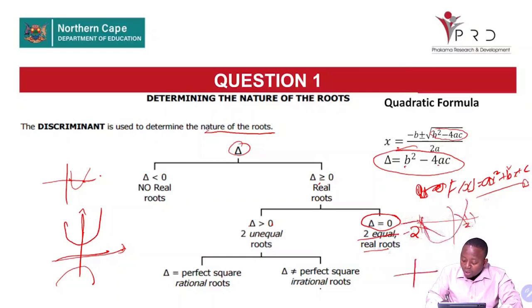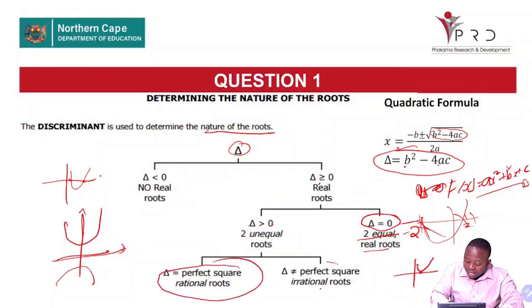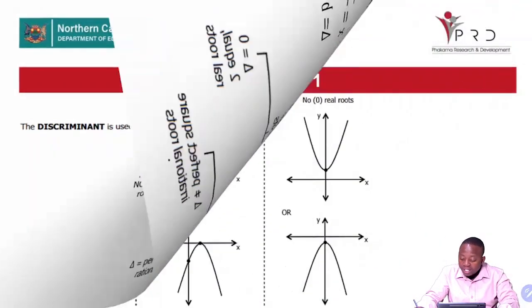So when we're saying we have two equal roots, that's when we talk about the discriminant being equal to 0. It means it will intercept at that point. Now, when the discriminant is greater than 0, we have two unequal roots, and those two unequal roots can be perfect squares or not perfect squares. When they are not perfect squares, we get irrational roots, and when they are perfect squares, we get rational roots.